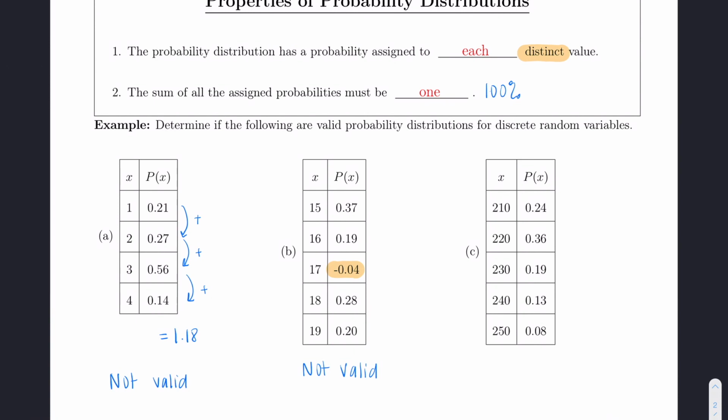Moving on to part C, when I check to see if my variable is discrete, while it's not in integer order, what I mean by that is it's not 210, 211, 212, these are still countable numbers, right? I can still count from 210 to 220, 220, 230. I'm just counting in terms of tens now instead of ones, right? So this is a discrete variable, and everything does show up just once. When I check my probabilities, everything is accurate, and when I add them up, I do get 1. That means this probability table, or probability distribution, is valid.